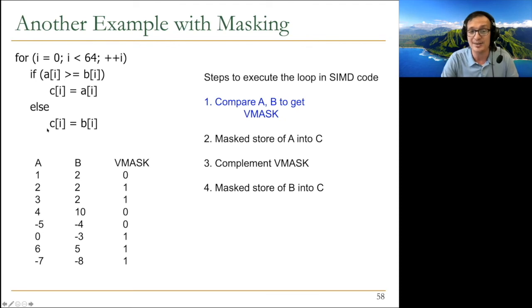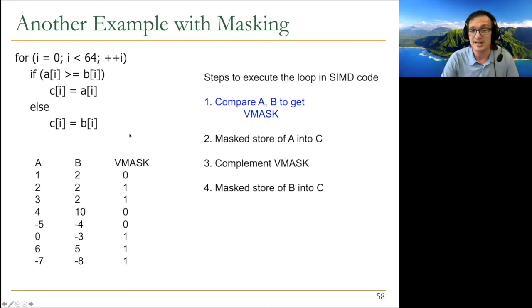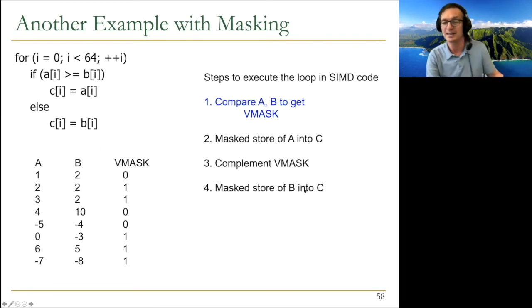Now, how do we execute the else part? That's the interesting part over here, clearly. We complement the VMask, right? Because the execution of the else part is exactly the opposite mask of what we execute over here. So it's exactly the opposite condition. So we complement the VMask. VMask complement becomes 1, 0, 0, 1, 1, 0, 0, 0. And then we use that mask to do a vector store of B into C.